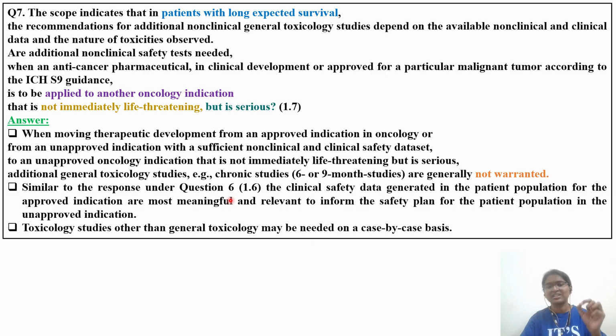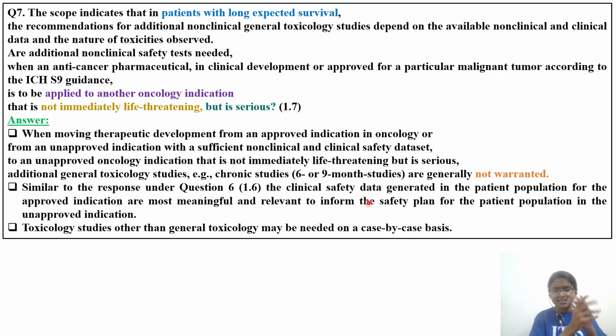Similar to the response under section 6. So go back to the previous slide and you see the clinical safety data. Yes. So the key point here is that since the drug has already been tested in patients, additional general toxicology studies are not needed even if you are changing the indication.